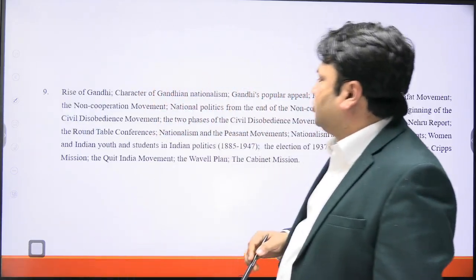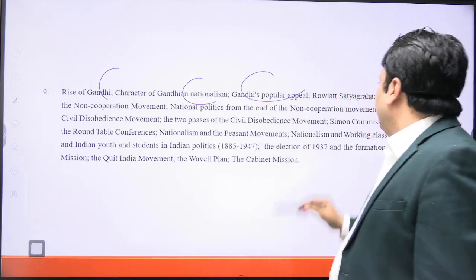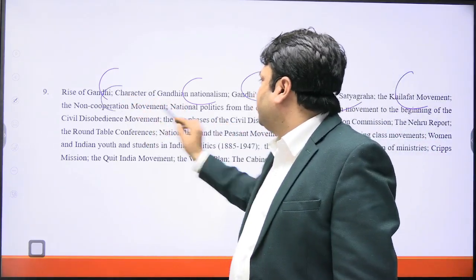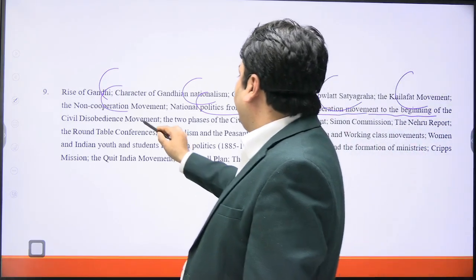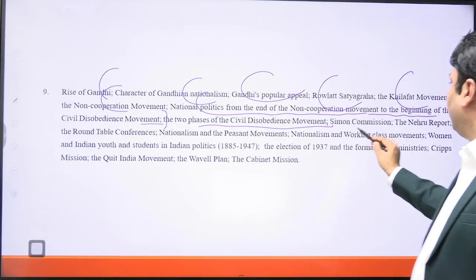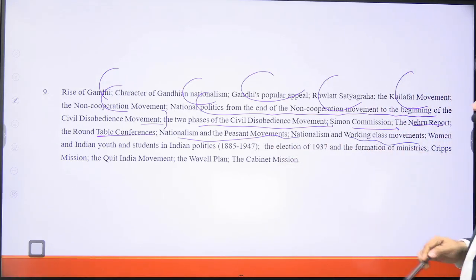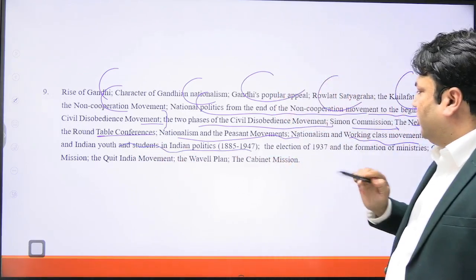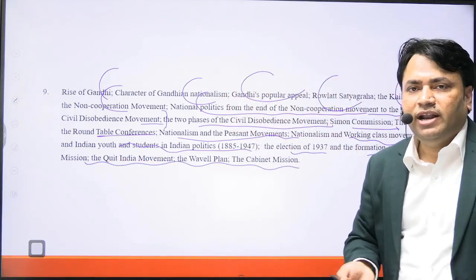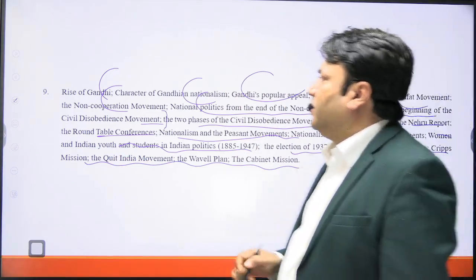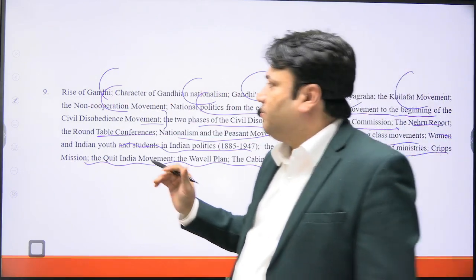Now we are moving ahead. The next topic is the rise of Gandhi, character of Gandhian nationalism, Gandhi's popular appeal, Rowlatt Satyagraha, Khilafat movement, non-cooperation movement, national politics, from the end of the non-cooperation movement to the beginning of the civil disobedience movement, two phases of the civil disobedience movement, Simon Commission, Nehru Report, roundtable conferences, nationalism and peasant movement, nationalism and working class movement, women and Indian youth and students in Indian politics, the election of 1937, the formation of ministries, the Cripps Mission, Quit India movement, the Wavell Plan, and the Cabinet Mission. This is topic number 9. Now you can easily relate to the importance of history optional in the GS paper. Are you able to understand?